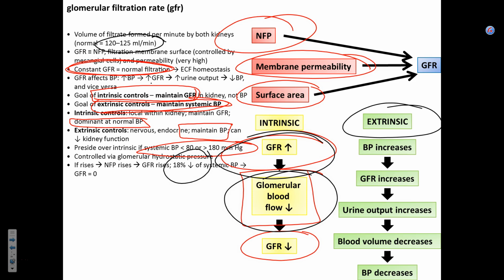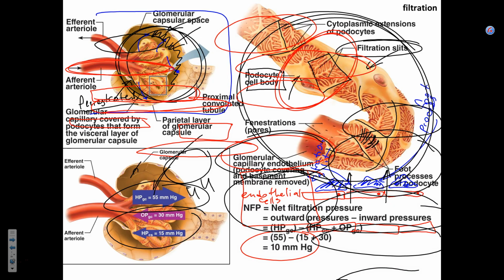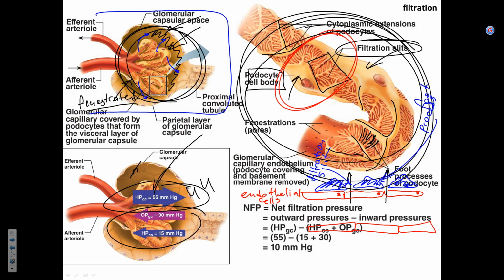No. We don't care what happens to you. You're going to let all the blood go through. GFR will be through the roof, but urine output will increase, blood volume will decrease, blood pressure will decrease, and we're fine. Does that make sense? Now that elevated blood pressure can totally mess up the filtration membrane here. So yeah, it can damage the kidneys, all right. Does that make sense?